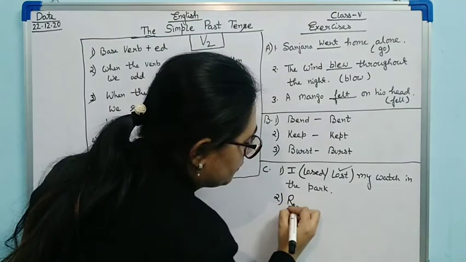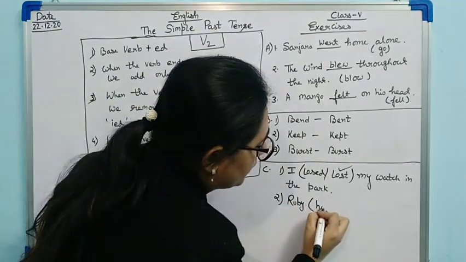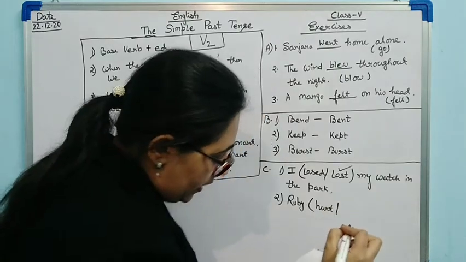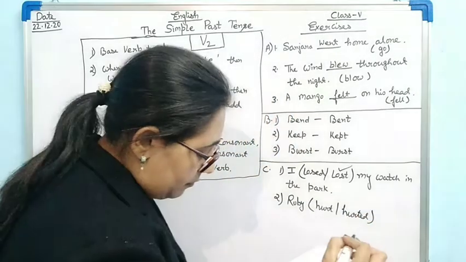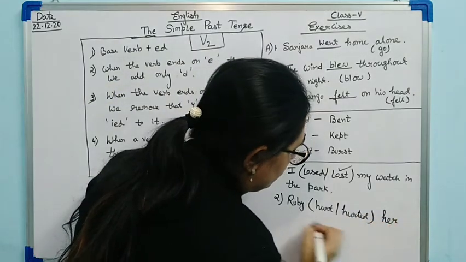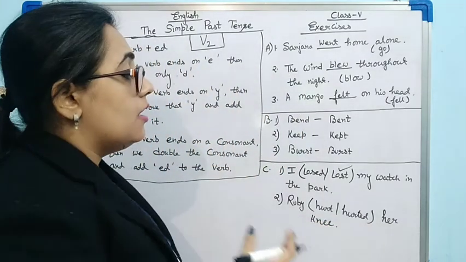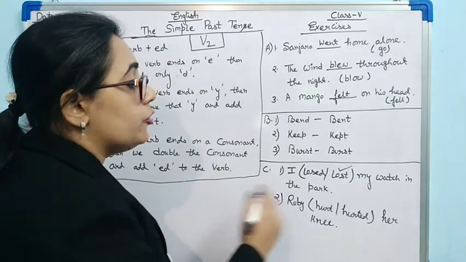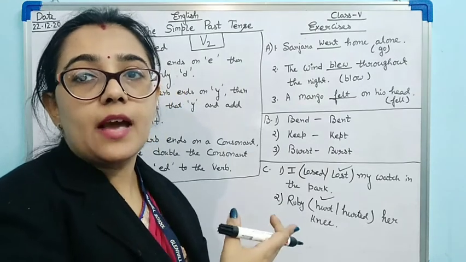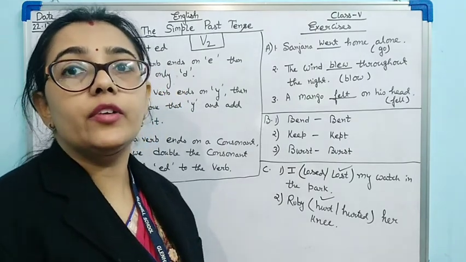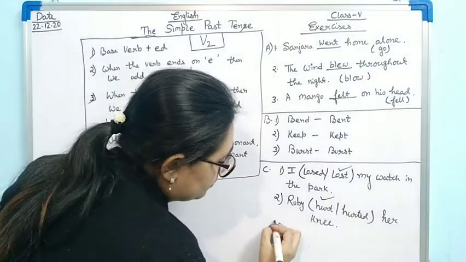Ruby. Now in bracket we have hurt, H-U-R-T, or H-U-R-T-E-D, hurted. Her knee. Ruby hurt or hurted her knee. What will be the correct one? Ruby hurt her knee. Here we don't change. Previously I gave you the example of some irregular verbs where we don't change the form of the verb.